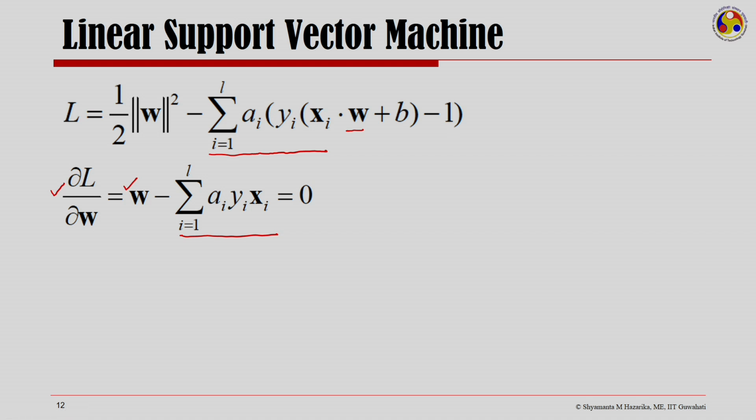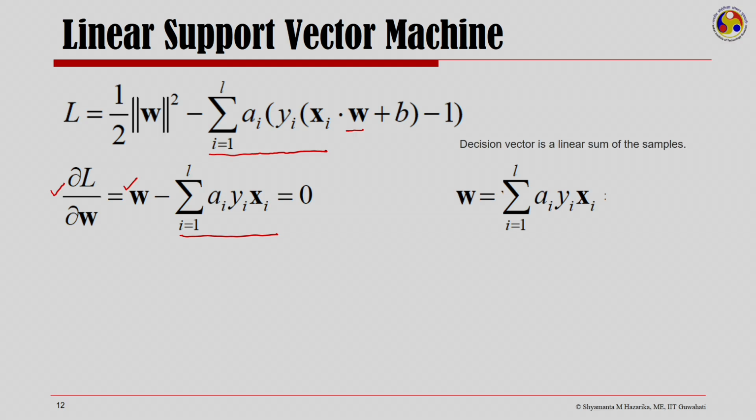And now, interestingly, what we have is what W is. We are now in a position to get W as the linear sum of the samples. If you remember, alpha i is a Lagrangian multiplier, yi is a variable that we have introduced based on whether we are doing plus or minus, and xi is the sample. So, this decision vector w is a linear sum of the samples.